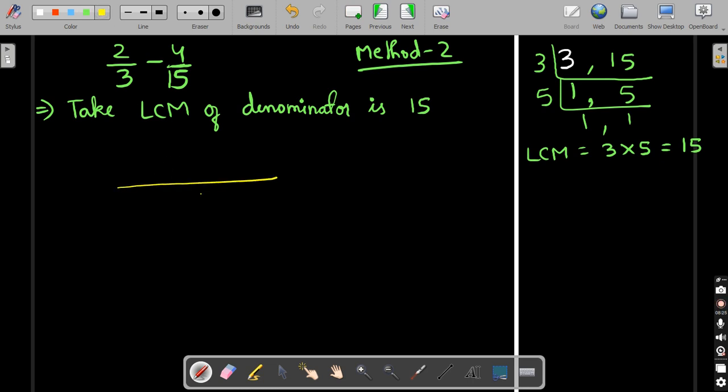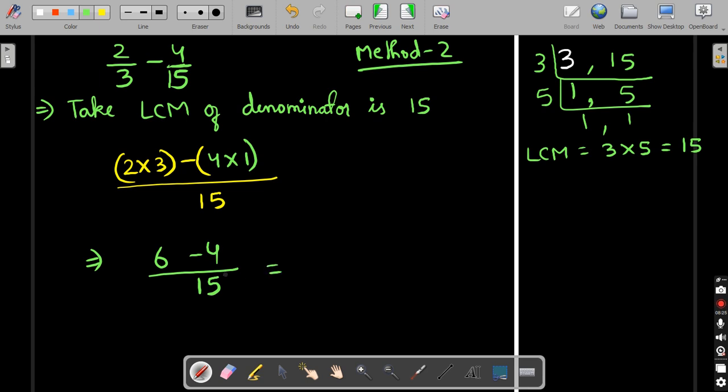For the shortcut method, what will I do? I will directly take the LCM 15. After that, I will check the above number. What is the above number, student? The above number is 2, and the denominator of the first part is 3. Now 3 how much of 15, students? 3 5s are 15, so I will multiply 2 into 5. Very good. Next I need to check: 5 how much of 15, 5 3s are 15, so I will multiply 4 into 3. Now let me check. So 2 3s are 6 minus 4 by 15.